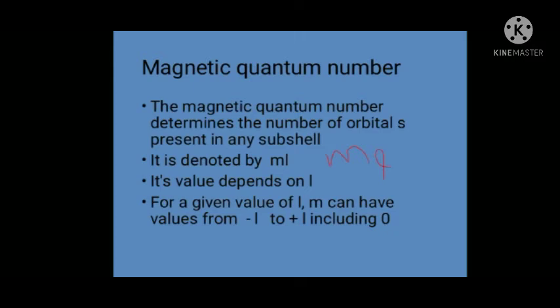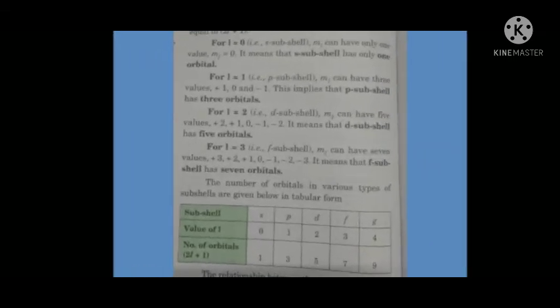This magnetic quantum number is denoted by the letter ML, where L is a subscript. The value of magnetic quantum number depends upon the value of azimuthal quantum number L. For a particular value of L, M can have values from minus L to plus L including 0. For example, if L is equal to 0, ML can have values from minus L to plus L. That means minus 0 to plus 0, that means 0 only.